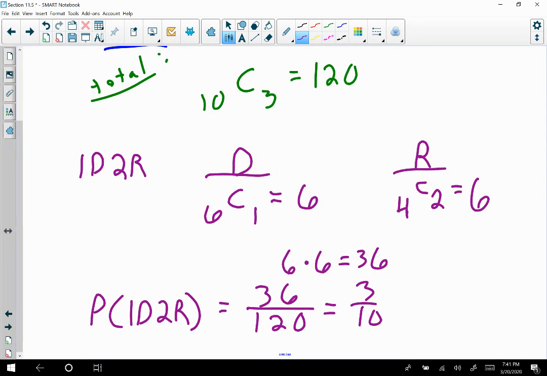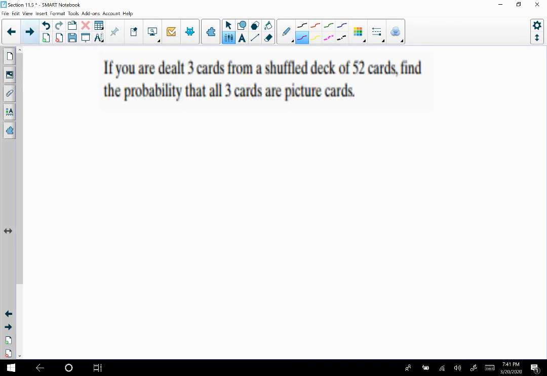Only got 2 more problems left. They're both card problems. So I put these on here because I want to keep reviewing that deck of cards that we talked about in 11.4, because you're going to see it a lot. We like the deck of cards. All right, so here it says, if you are dealt 3 cards from a shuffled deck of 52 cards, it's a standard deck, find the probability that all 3 cards are picture cards.